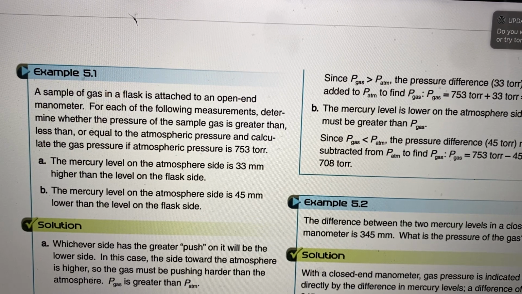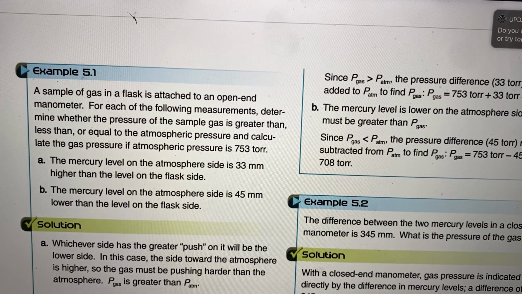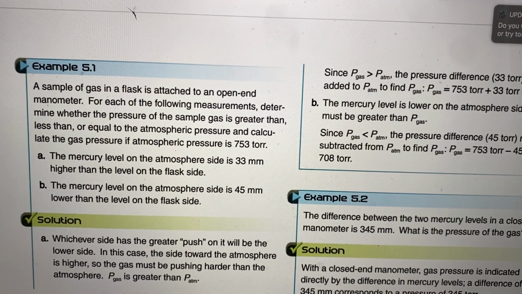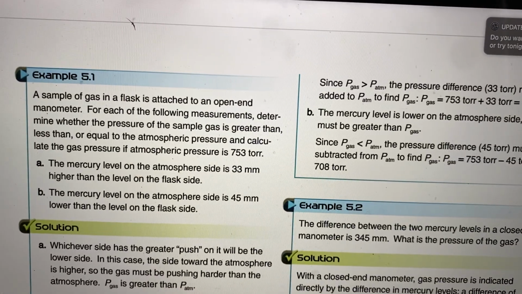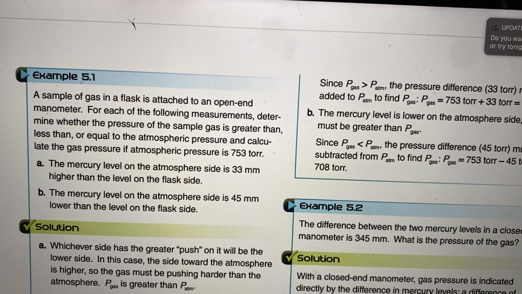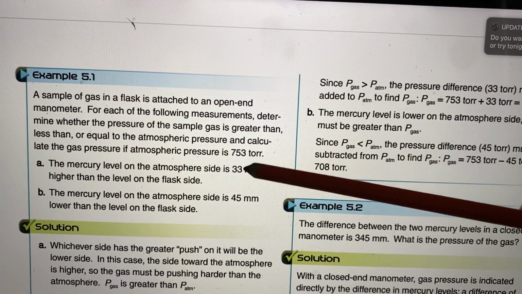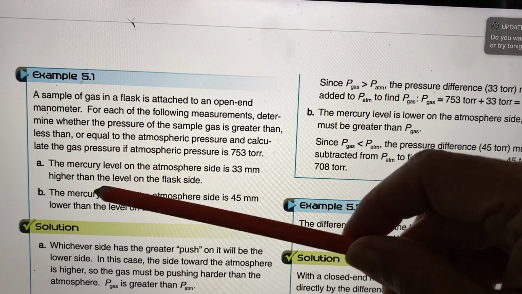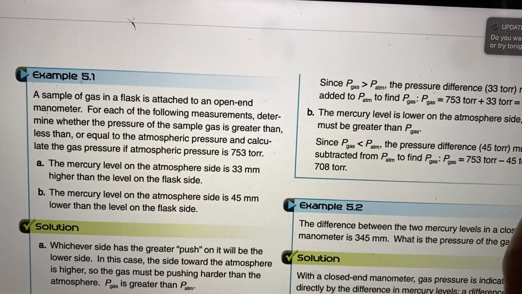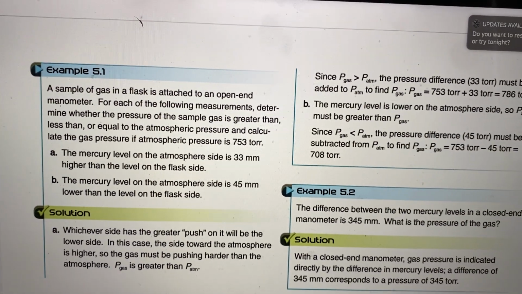A sample of gas in a flask is attached to an open-end manometer. For each of the following measurements, determine whether the pressure of the sample of gas is greater than, less than, or equal to the atmospheric pressure, and calculate the gas pressure if the atmospheric pressure is 753. So let's look at, first of all, the mercury level on the atmosphere side is 33 higher than the level on the flask side. So what are we going to do? Let's look down and see what the solution says.